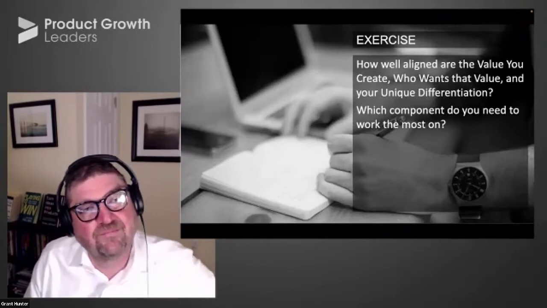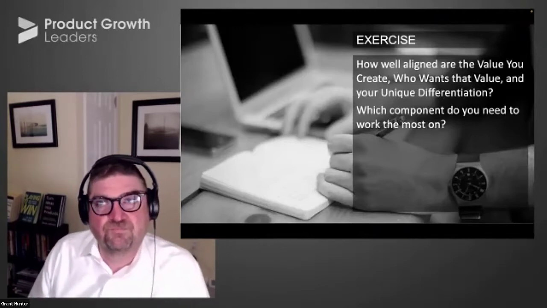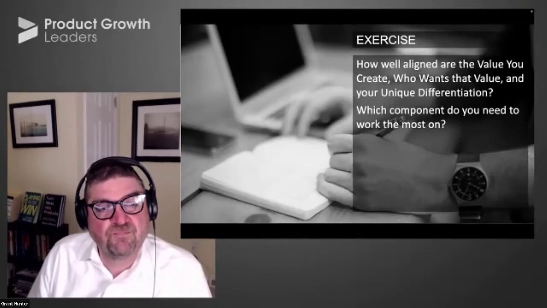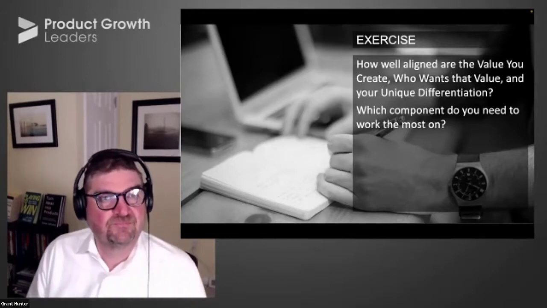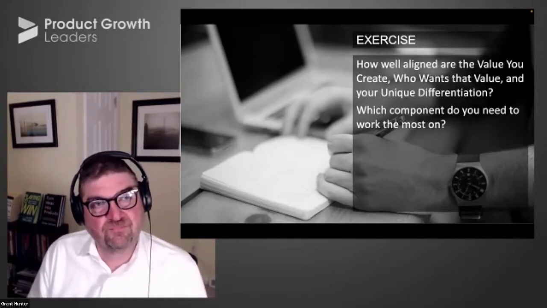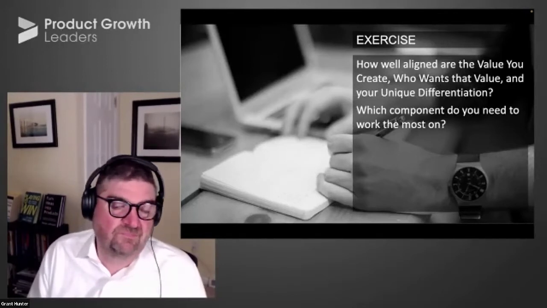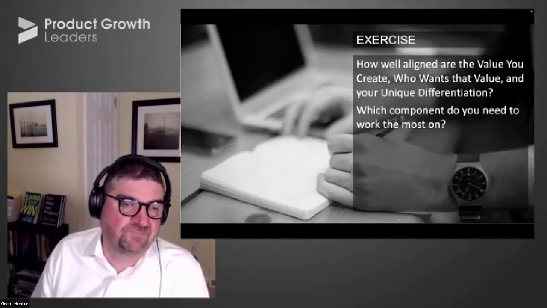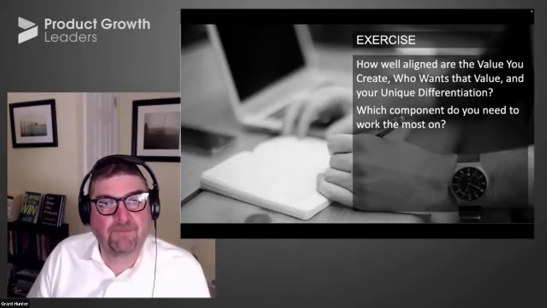Somewhat, I would say. At this point, we do have some struggle around, because we have an enterprise product and a regular product, so we have a little bit of that common ground. So that's kind of what we're trying to clearly delineate. But I think we're pretty good on the who wins the value part and what the unique differentiation we have.